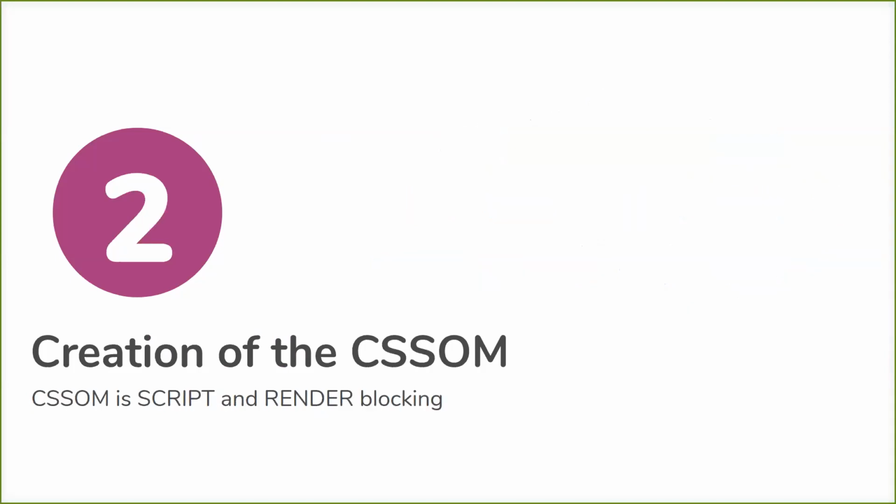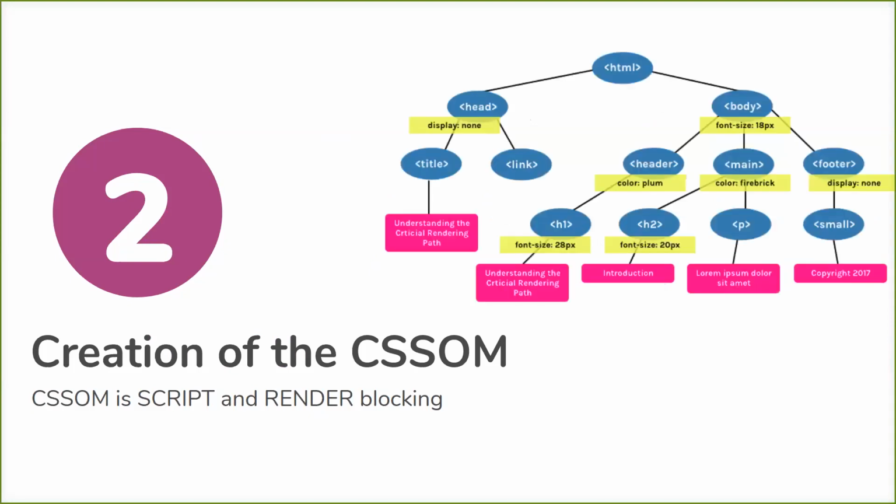The second step includes the creation of the CSS object model. The CSS object model is similar to the DOM, but not the same. So, similar to the tree that we've created in the last part, we have styles associated with each of the nodes. Now, this styling is extracted from all your inline CSS, from all your external CSS files, and all of that. So, it comes together to form the CSS object model.